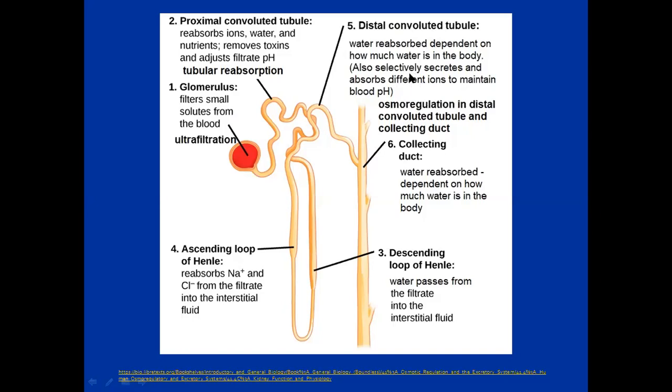Conversely, if the body has a high water level in the blood, and that is sensed by the hypothalamus in the brain, then no ADH is released from the pituitary gland, and the channels in the walls of the distal convoluted tubule and the collecting duct close. That means no water is reabsorbed in this region. The urine is very dilute, and there would be large volumes of dilute urine excreted. So this process that I've just described is called osmoregulation, and the body is able to regulate that.